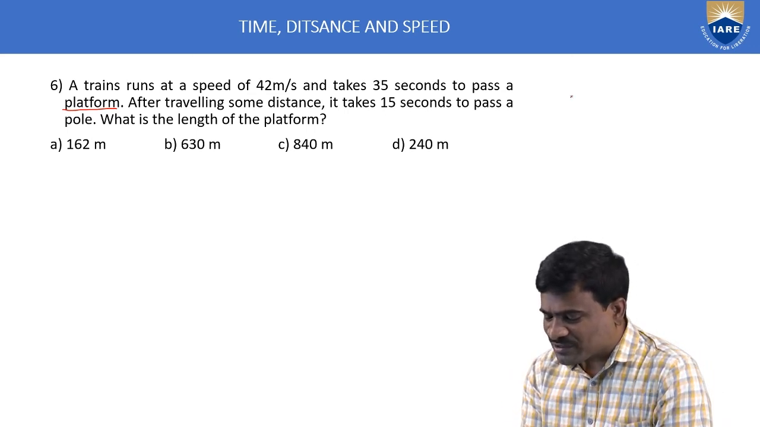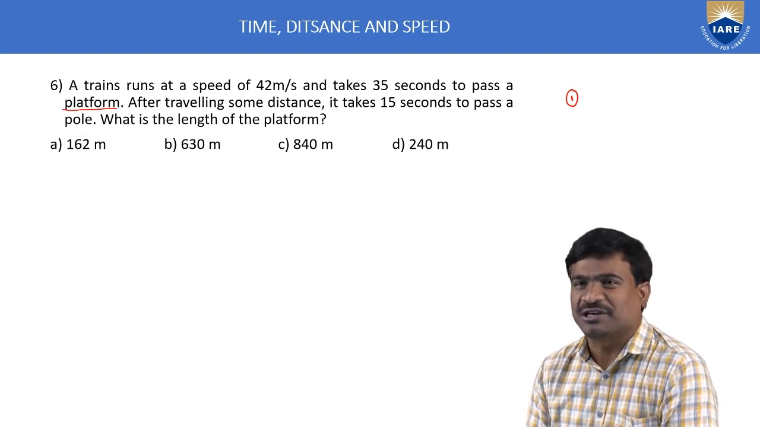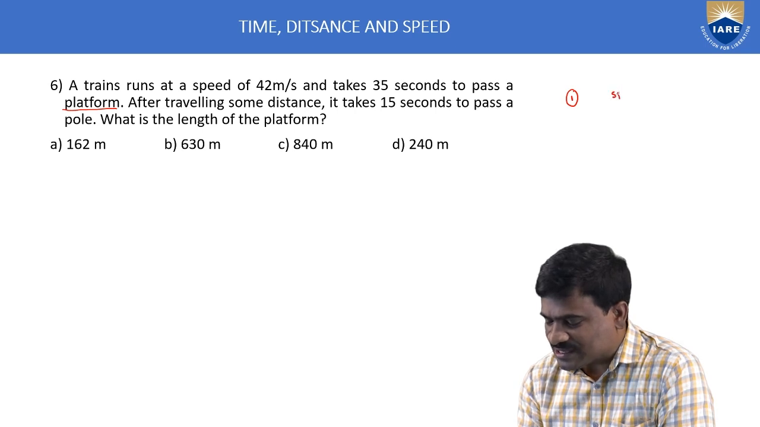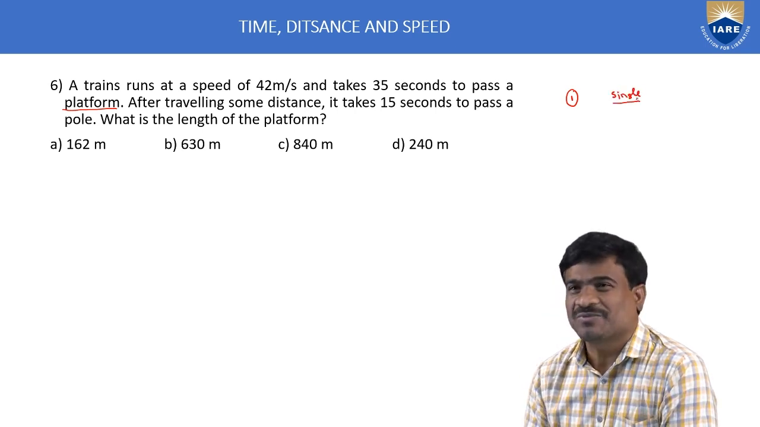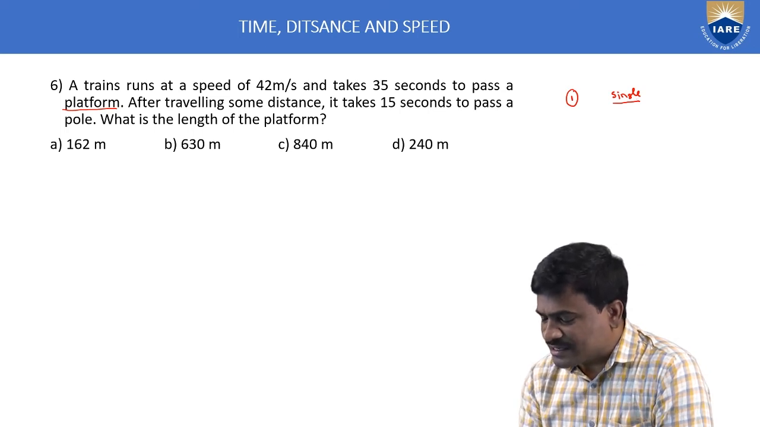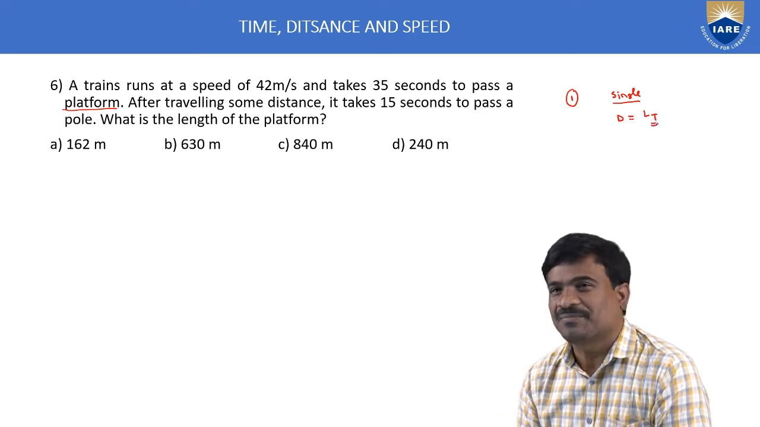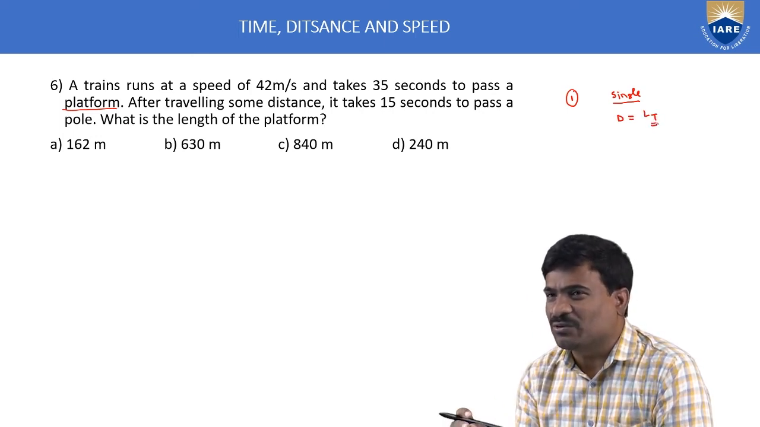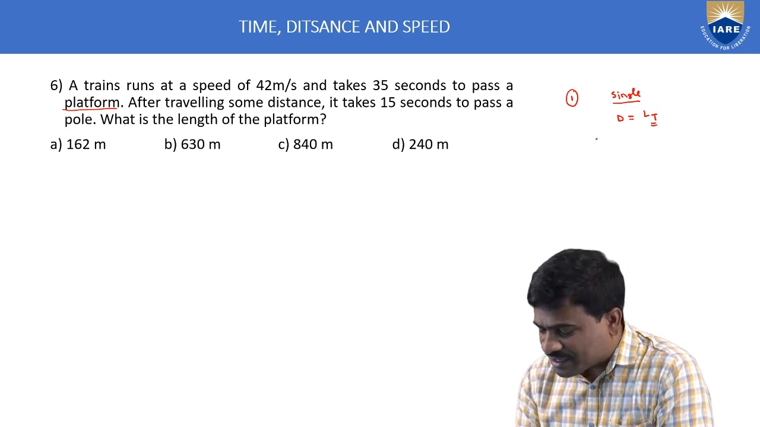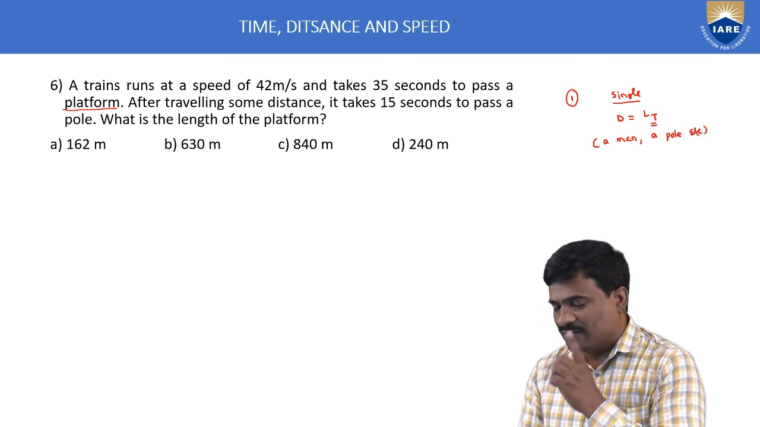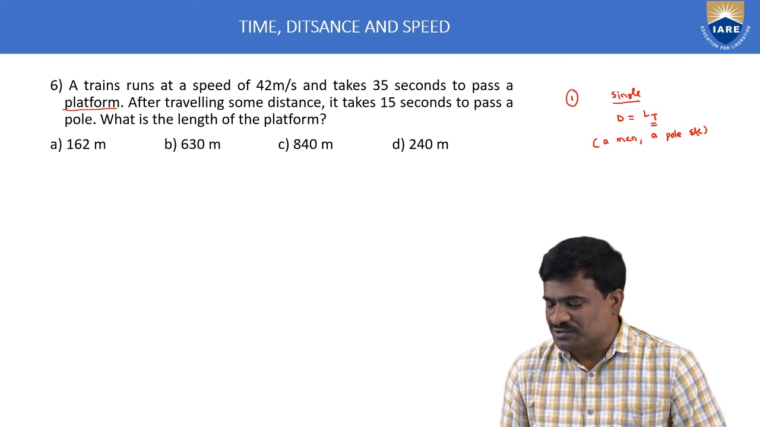Right, notation number 1. First point: when a train crosses a single object, then distance is equal to the length of the train. In brackets, single object means a man, a pole, etc., without distance.